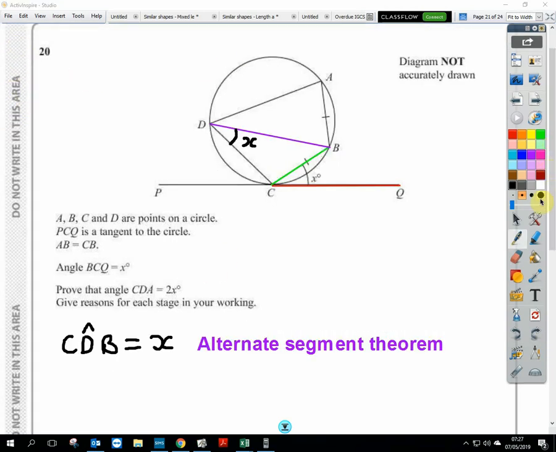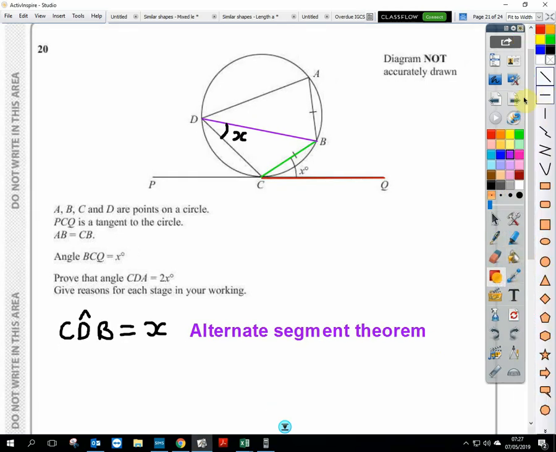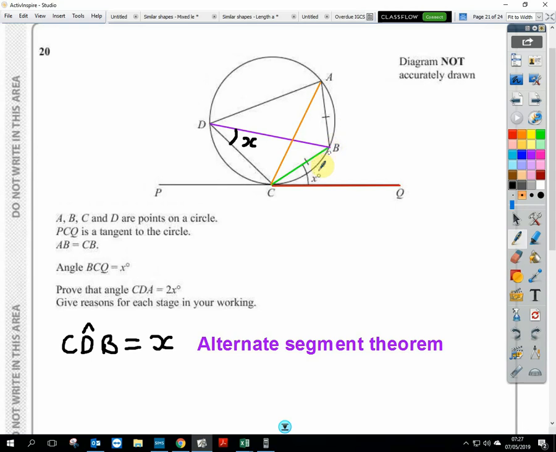Okay, there is in fact another chord that you can draw on this diagram. So from the green line, if we draw a line that goes like this from C to A, we can use the alternate segment theorem again, you see, because the angle between the tangent and the chord is x. If the green chord also leads to this angle here, so this is also x according to the alternate segment theorem.